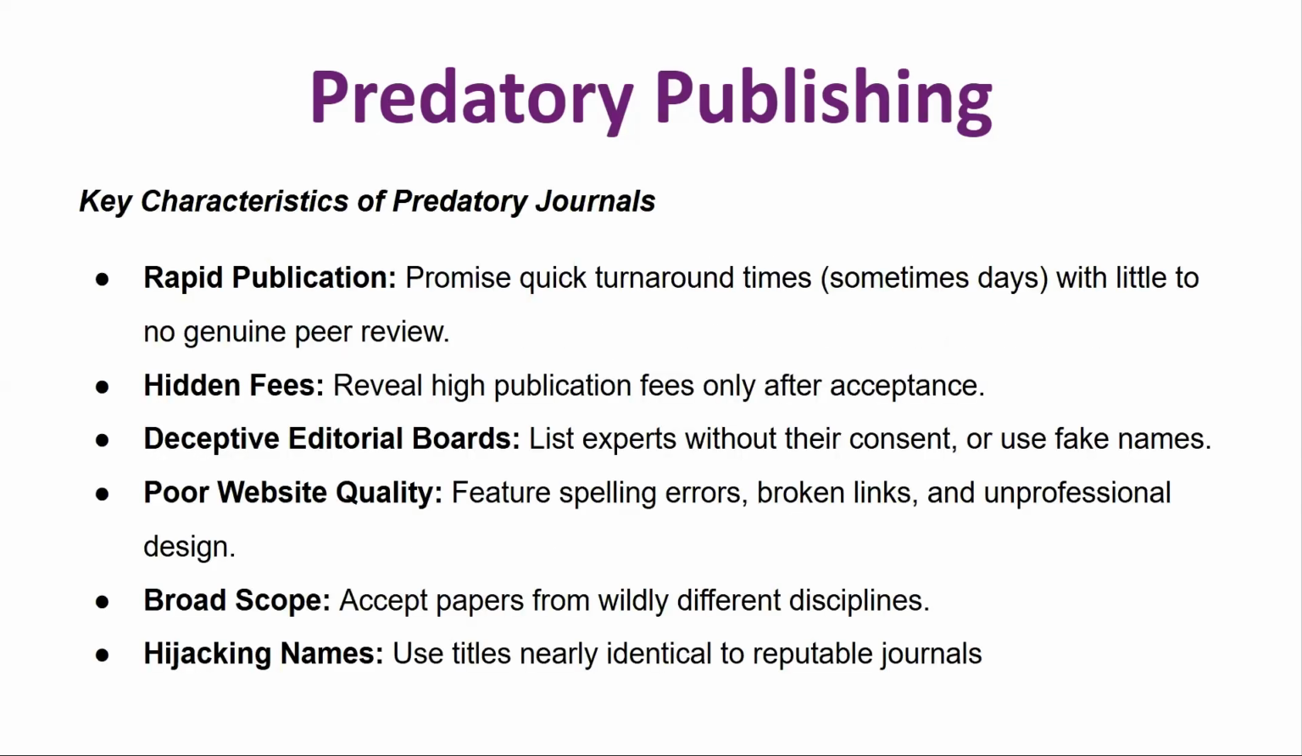So these are the key characteristics, or how you would identify that a journal is a predatory publisher. First, you will find that there is rapid publication. They will usually promise a quick turnaround time, sometimes days, with little to no genuine peer review. There are hidden fees, where when you want to publish at the end, there are extra costs that you were not told about initially. They have deceptive editorial boards. They list experts without their consent or use fake names.